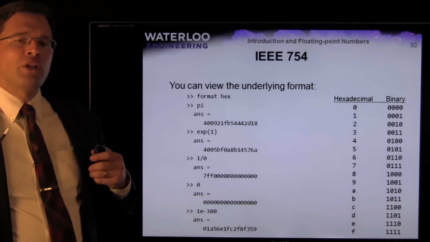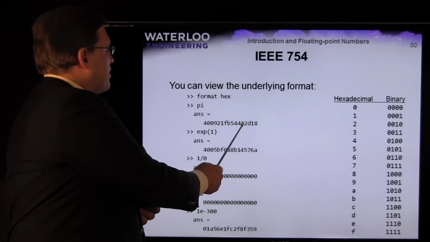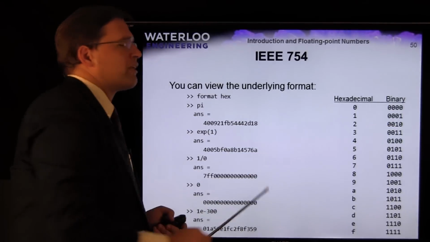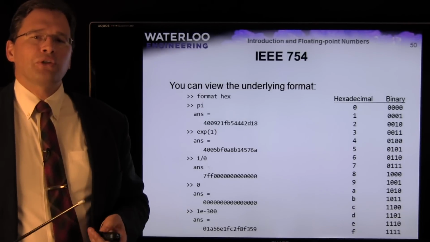And if you want to go to the binary representation, all you have to do is replace every single hexadecimal digit here with a corresponding quartet of binary numbers.